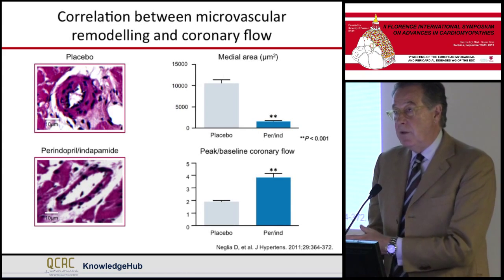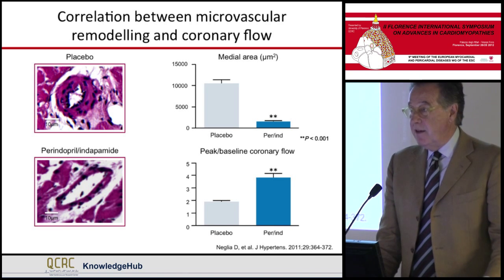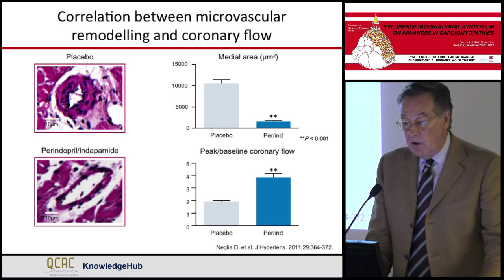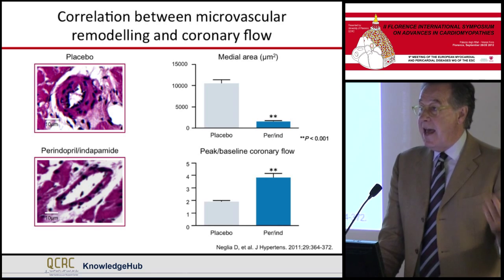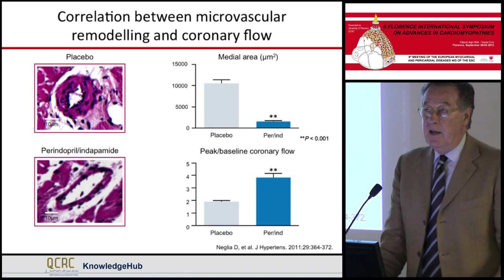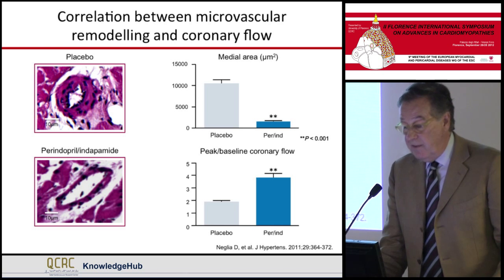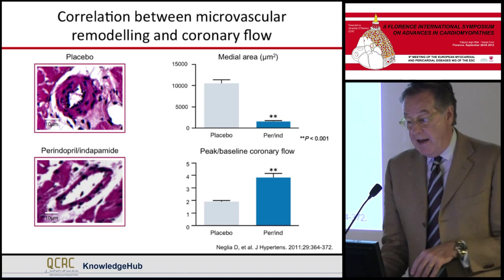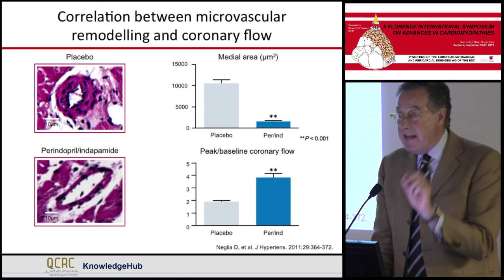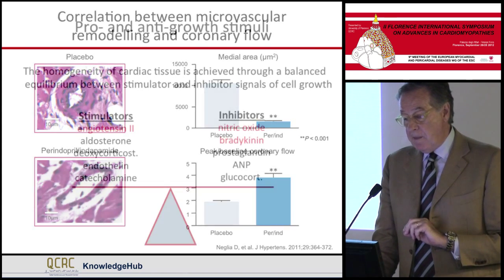But contrary to the patients, we could sacrifice the rats, do histology, and this is what we found. Those treated with the drug, compared to those treated with placebo, had evidence of reverse remodeling of the intramural coronary arteries. This is what happened to the tunica media area, it was greatly reduced, and this corresponded with an increase in flow. So my assumption that maximum flow is an index of microvascular function indeed was correct.